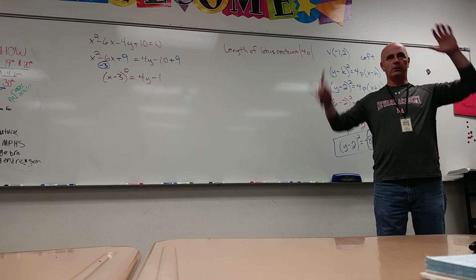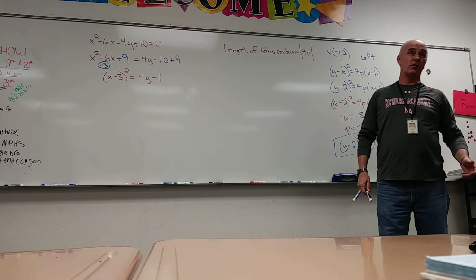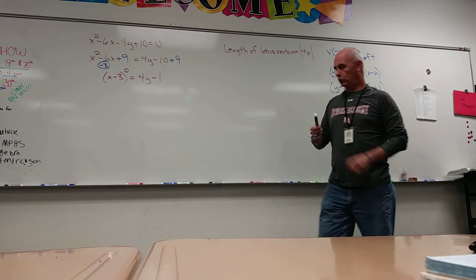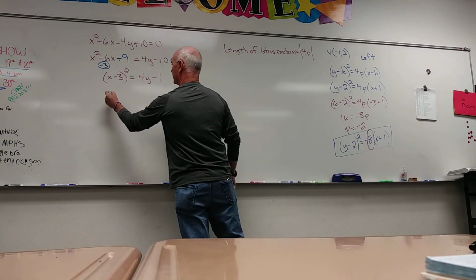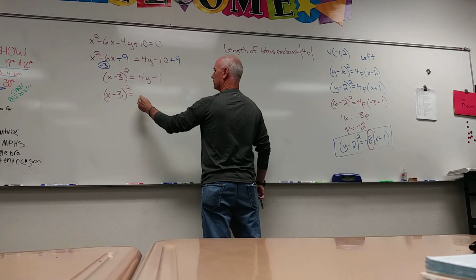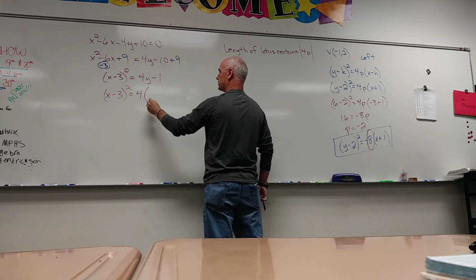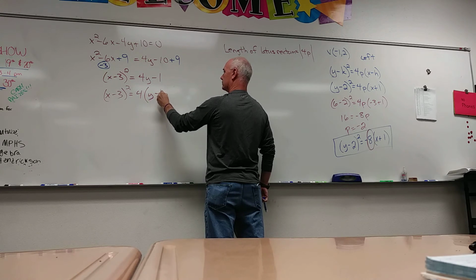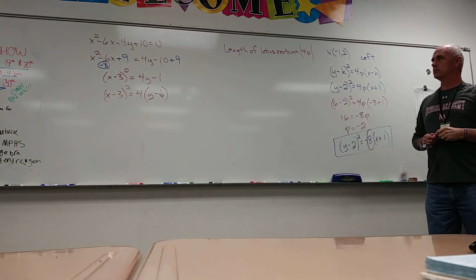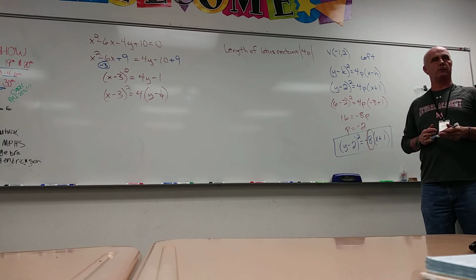We don't want to do anything with the left side. So, can we take the 4 out? Can we undistribute? Yes. Okay, let's try it. x minus 3 squared equals 4 parentheses y minus 1/4. Are we now in our form? Yeah, we are. So we done goodly.